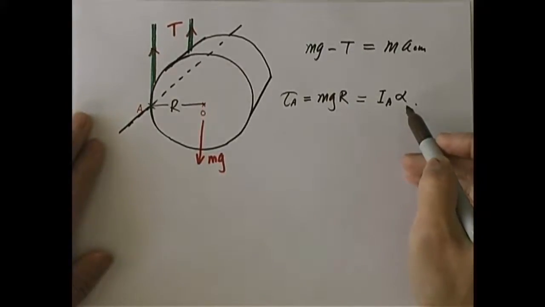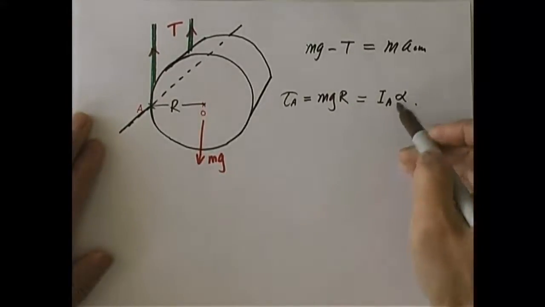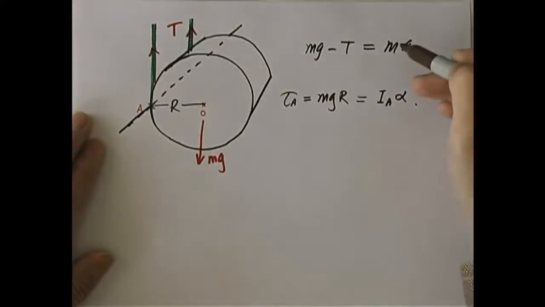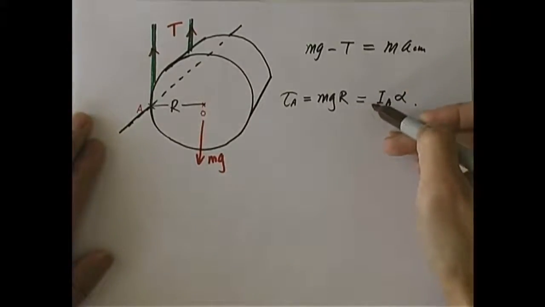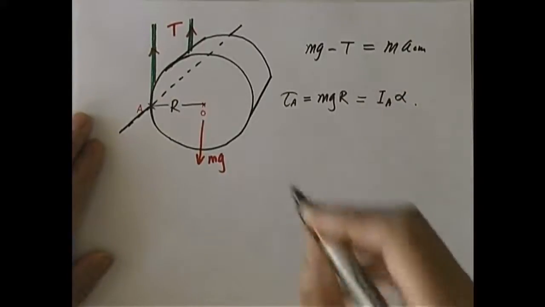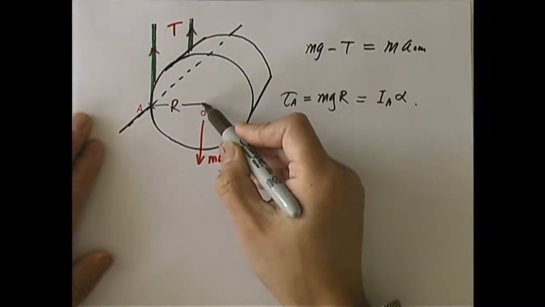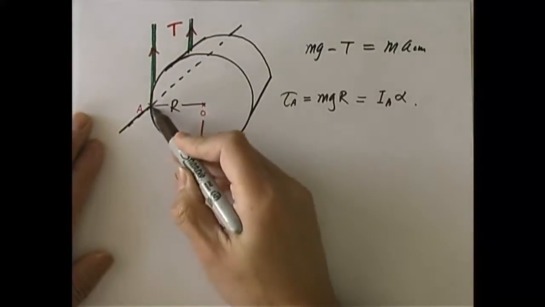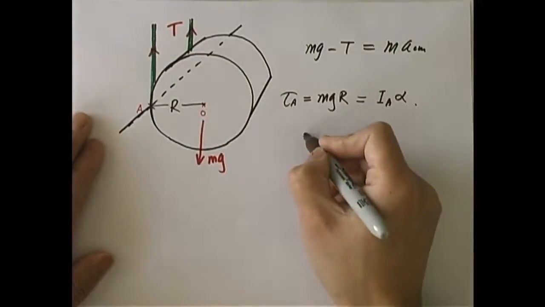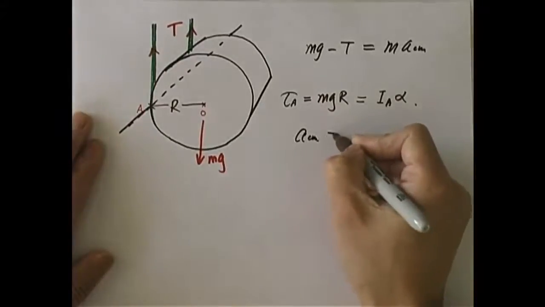Thirdly, let us write down the connection between alpha and ACM. Linear motion, rotation, and then you have the connection between the two. Again, the center of mass at this moment is doing a circular motion about point A with radius r, and therefore ACM is alpha r.